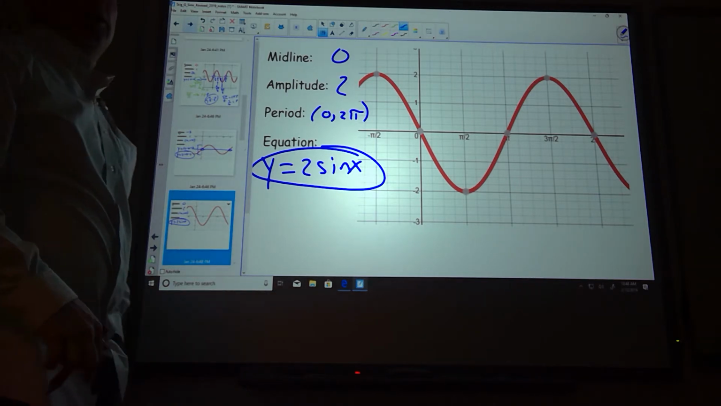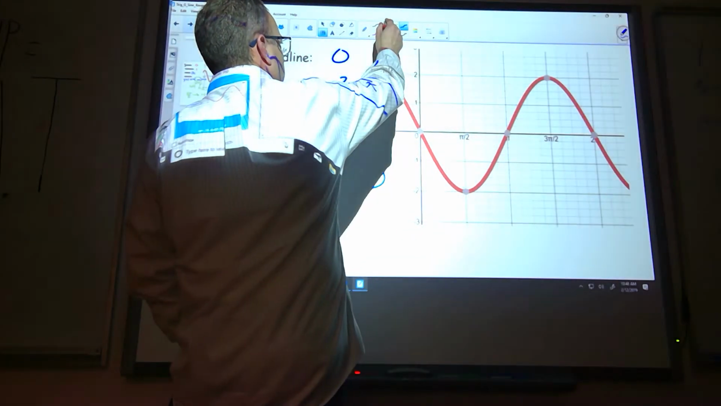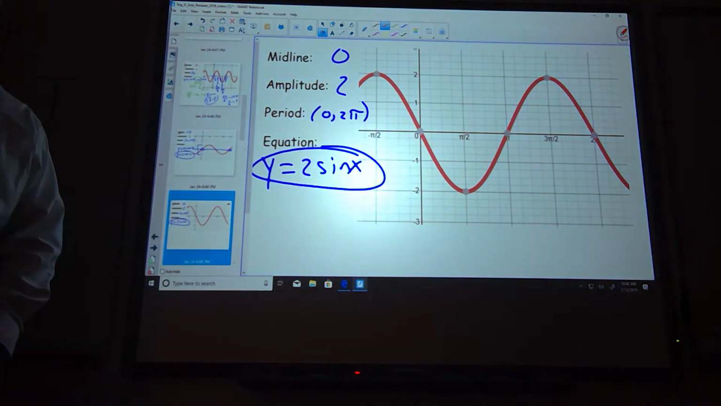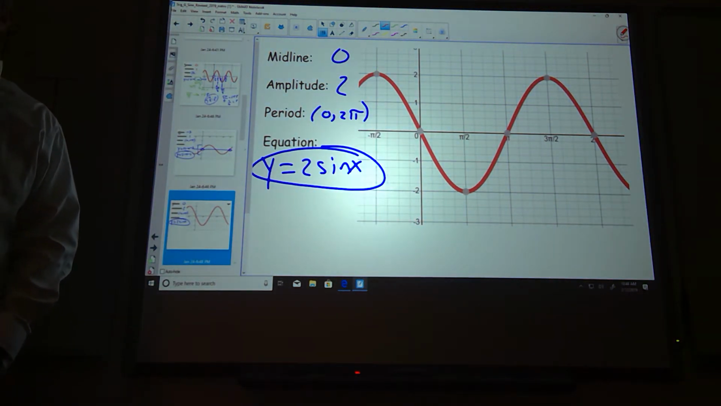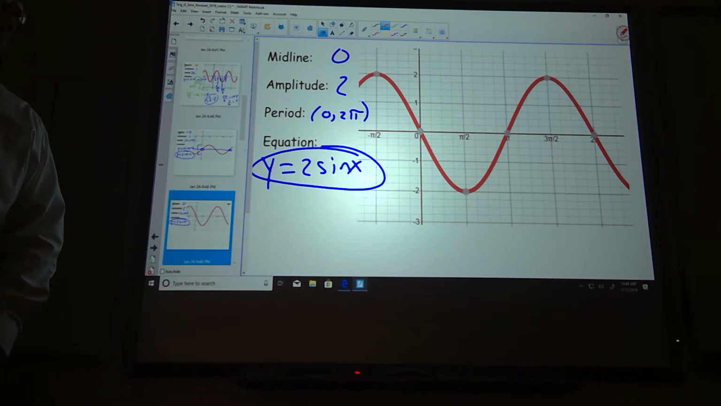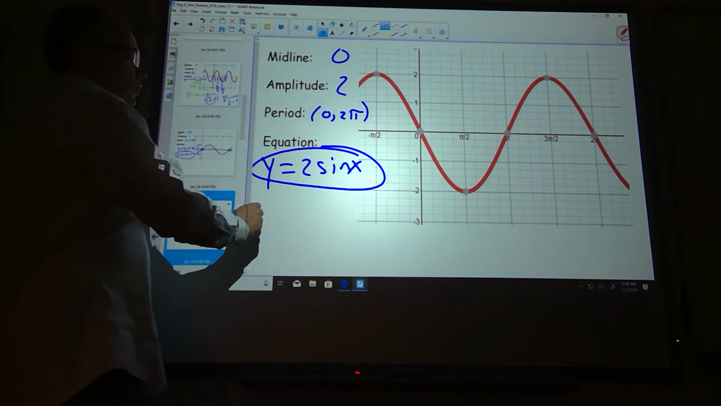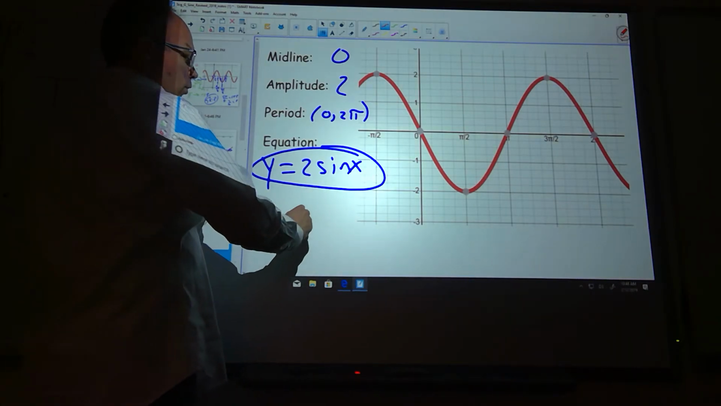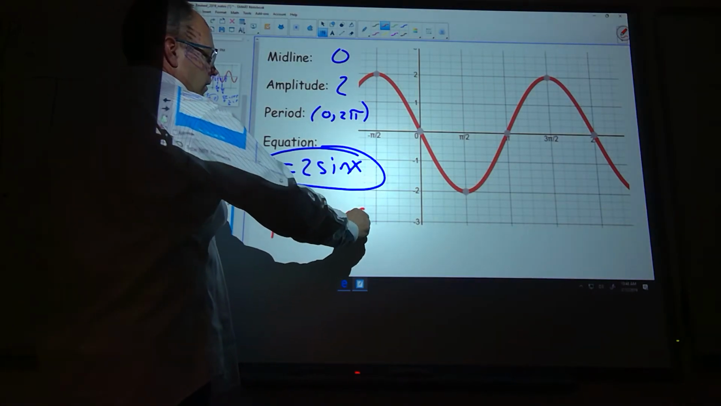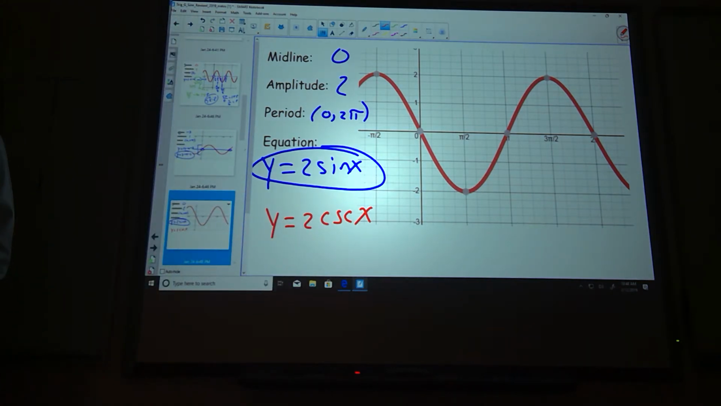All right. I think you guys are ready for this part. Okay. Question. What's the reciprocal of sine? Cosecant. So if I wanted to graph y equals 2 cosecant of x, you with me? You flip it.